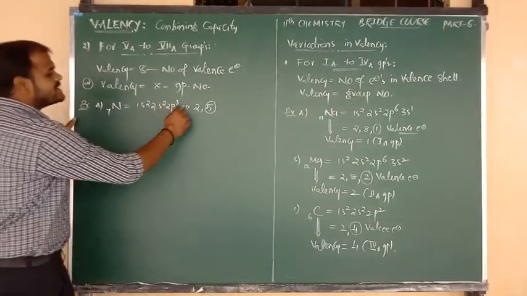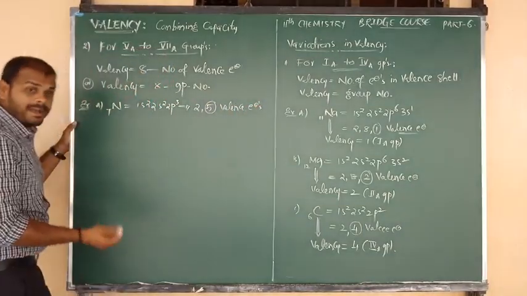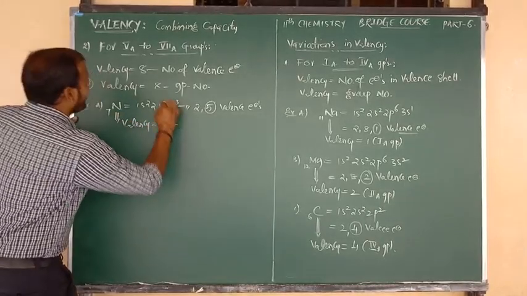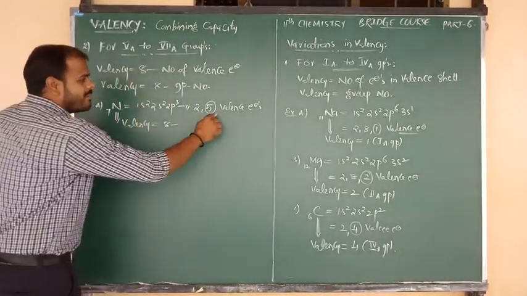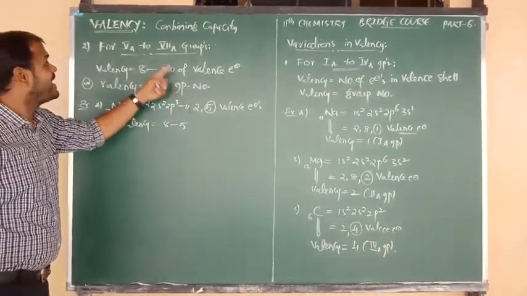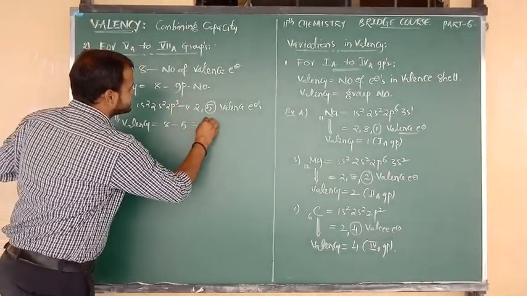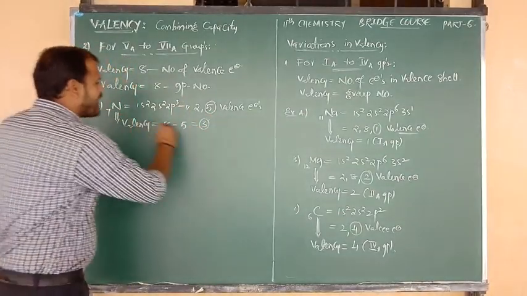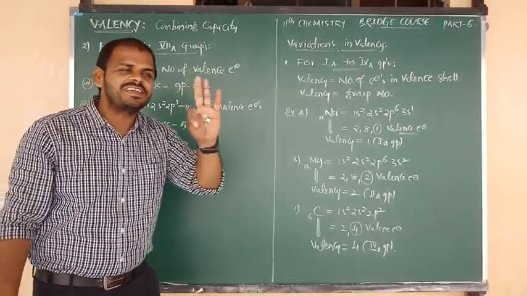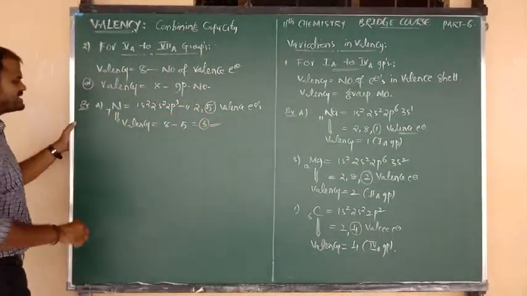So your 5 valency electrons are there, but nitrogen valency is 8 minus the number of valency electrons. How many valency electrons are there? 5. And also we can say 8 minus group number, and nitrogen belongs to the 5th group, so we can say 5. Either way you get the same answer, which is 3. So nitrogen valency is 3. That's why I gave the example just now: NH3. Nitrogen can combine with 3 hydrogen. As per formula and as per rule, you will get the same answer.